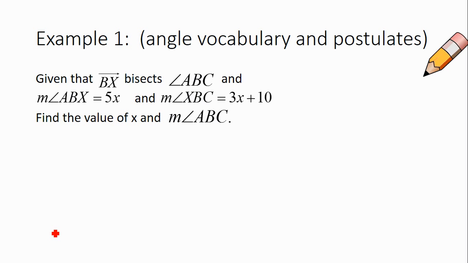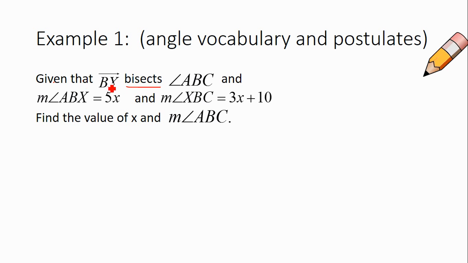Given that ray BX bisects angle ABC, and the measure of angle ABX is 5x, and the measure of angle XBC is 3x plus 10, find the value of x and the measure of angle ABC. So there's a lot of things going on in here. There are letters that we need to figure out what kind of angles we're talking about. There's the word bisect in there. That's a key idea. And we have some algebraic stuff like the 5x and the 3x plus 10 that we're dealing with. So it's time to put this all together. Let's first draw a really good picture, and then we'll see where that leads us.